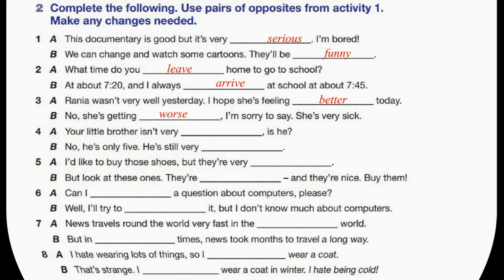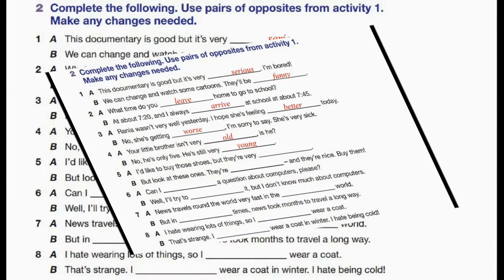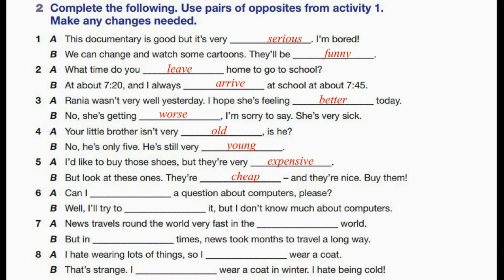3. A. Rania wasn't very well yesterday. I hope she's feeling better today. B. No, she's getting worse, I'm sorry to say. She's very sick. 4. A. Your little brother isn't very old, is he? B. No, he's only 5. He's still very young. 5. A. I'd like to buy those shoes, but they're very expensive. B. But look at these ones. They're cheap and they're nice.